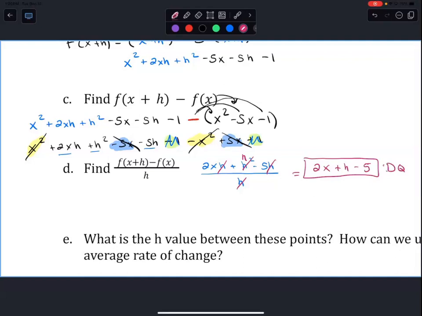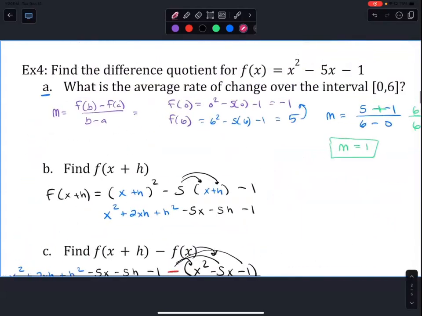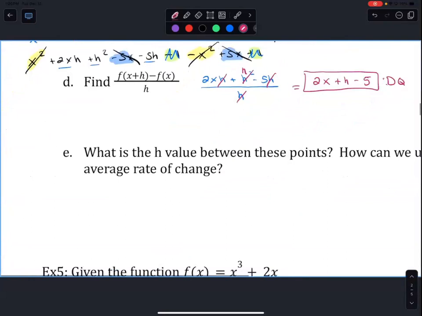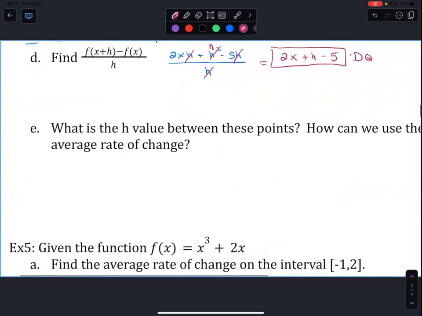Now I'm going to use the difference quotient to get the same average rate of change that I got from part A, which was just 1. The interval is 0, 6. Okay? So I have two values here. I have h, and the h value comes from the interval 0, 6. And the question is how big is this interval? What's the distance from 0 to 6? How many units are between 0 and 6? 6 units. So h is just equal to 6. Right? It's just how many units are in the interval? 0 to 6, there's 6 units.